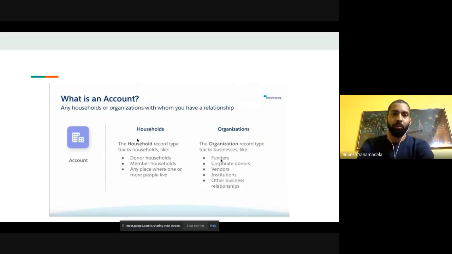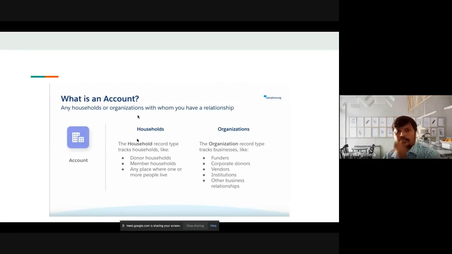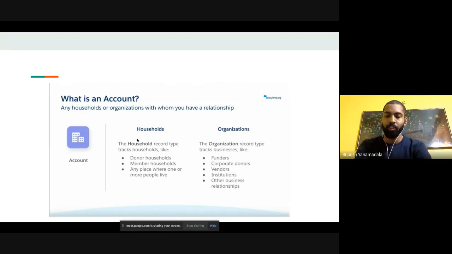Next comes the account object. Here the account is the same as in the sales app, where we have two different types of record pages: one is person account and the other is business account. Here we have households and organizations. One is the households record type and the other is the organizations record type. Depending upon the type of account, we use households or organizations.